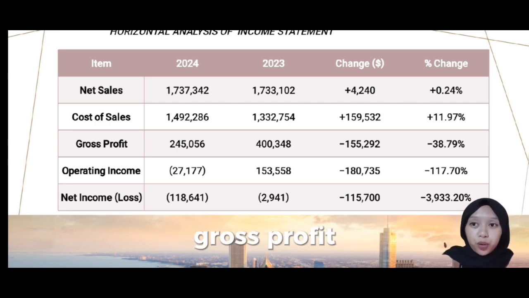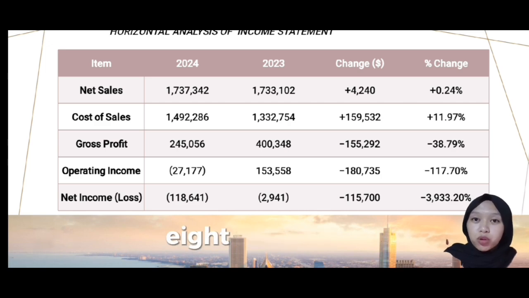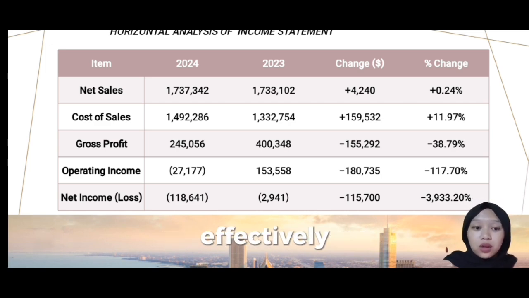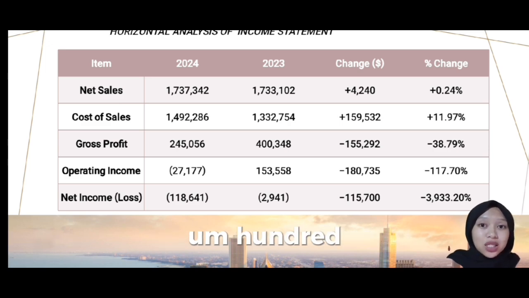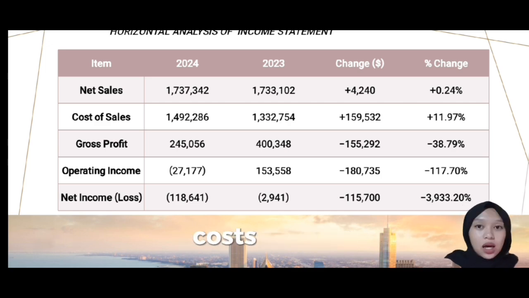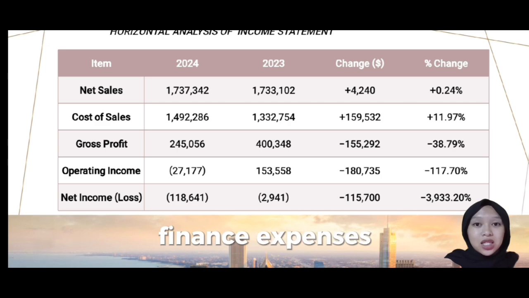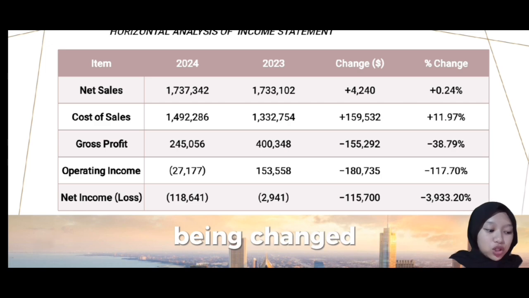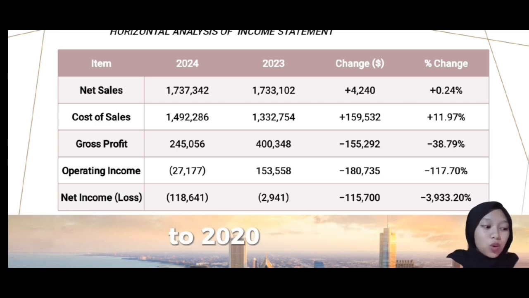Third, profit. Gross profit dropped 38.79%. It dropped significantly, indicating that the company isn't managing its production costs effectively. Operating income, 117.70% ang na-change, so from profit to loss due to rising operating expenses such as selling and administrative costs. Net income loss has dramatically increased, caused by higher finance expenses, reflecting potential cash flow issues or high borrowing, because as you can see, negative 3,933.20% ang naging change niya. From 2023, i-minus mo siya sa 2024, 115,700 ang nabawas.